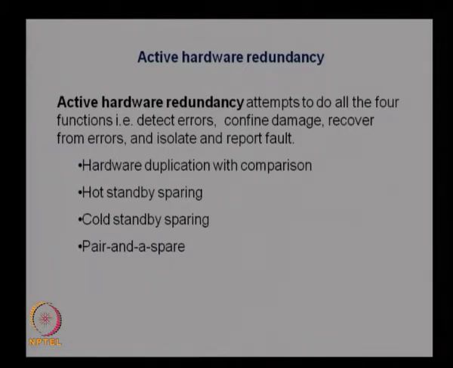We can actually do it by different methods. Hardware duplication with comparison is one of the basic blocks for active hardware redundancy. So, to implement the active hardware redundancy, hardware duplication with comparison is a must. That becomes one of the basic building blocks for active hardware redundancy. And the methods are basically hot standby sparing, that is one method, the other one is cold standby sparing, and another one is the pair and spare method. These are the different methods of implementing the active hardware redundancy. Let us look at the methods by which we do this.